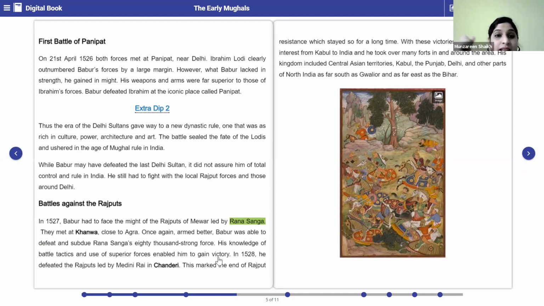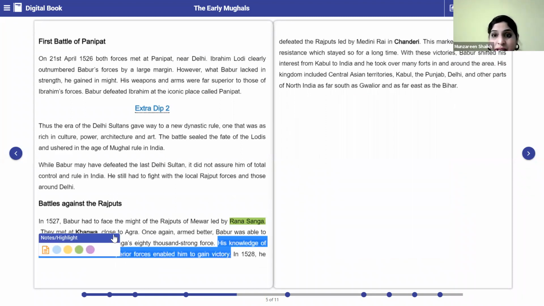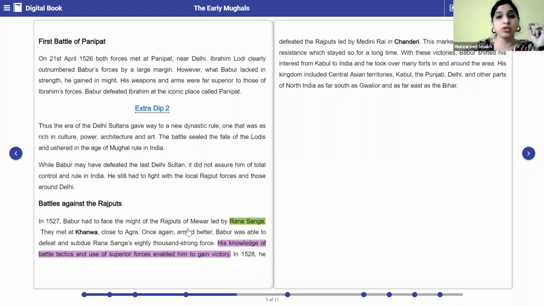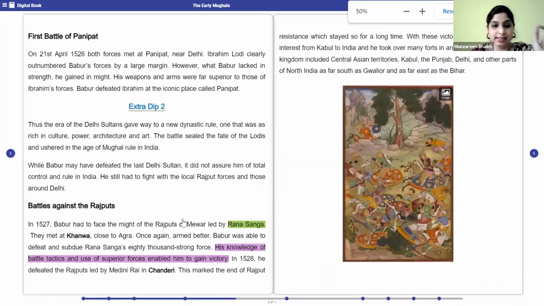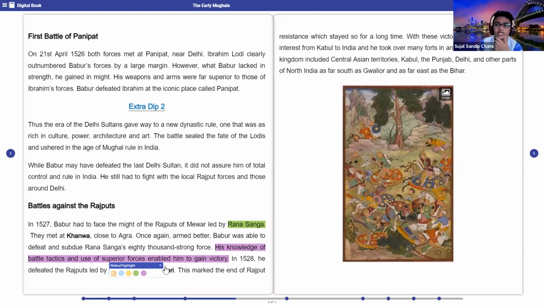Please underline this. Why was Babur getting victory after victory, although he had very few army men? It was just because he used different war tactics, and he was able to plan the battles beforehand. He used different strategies. In the year 1528, he defeated the Rajputs led by Medini Rai in Chanderi. Please underline: the second enemy he faced after Rana Sanga was Medini Rai.